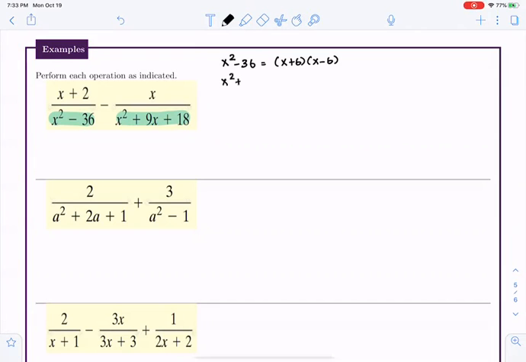x squared plus 9x plus 18. We have to factor it. We have to come up with two numbers so that when we add the two numbers, we get 9. When we multiply, we get 18. So the two numbers are 6 and 3. So we have x squared plus 6x plus 3x plus 18.